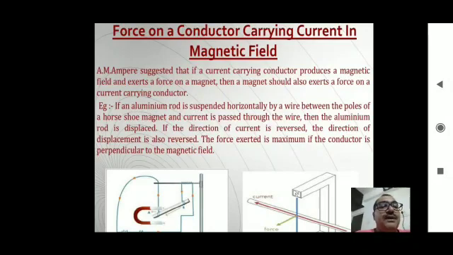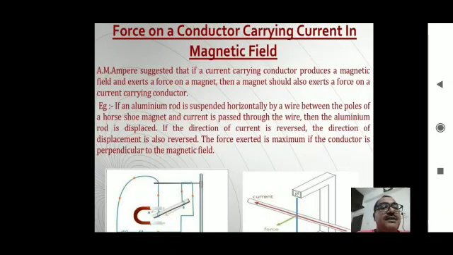Let's take an example. You can see in the figure that we have hung an aluminum rod with the help of wires, and we can pass electricity through it, and nearby we have taken a horseshoe magnet. If an aluminum rod is suspended horizontally by a wire between the poles of the horseshoe magnet and current is passed through the wire, then the aluminum rod is displaced. If the direction of current is reversed, then the direction of displacement is also reversed.